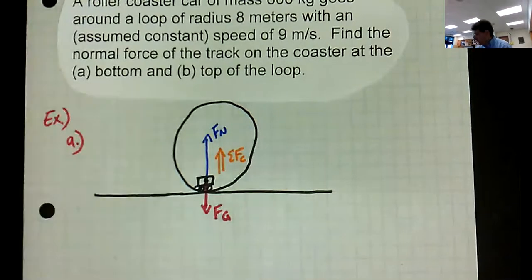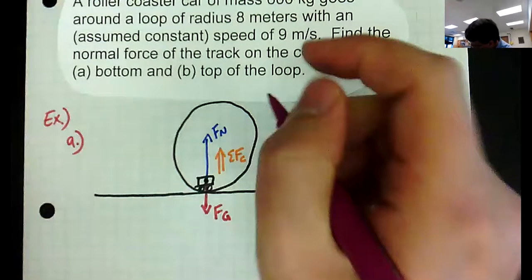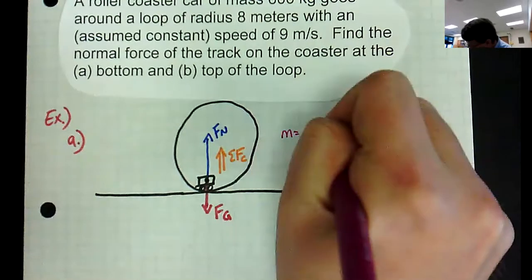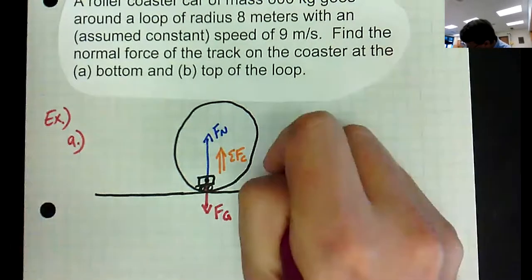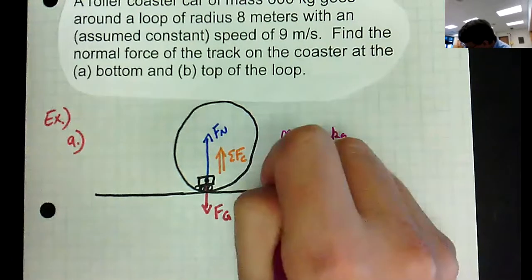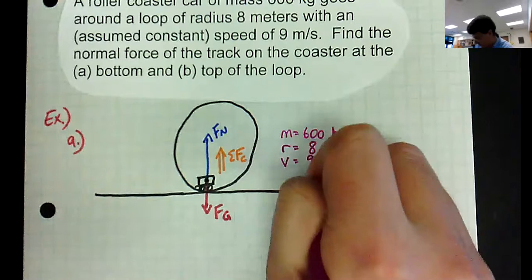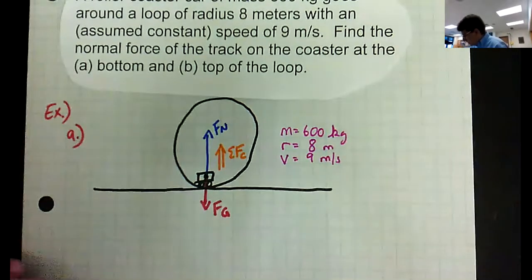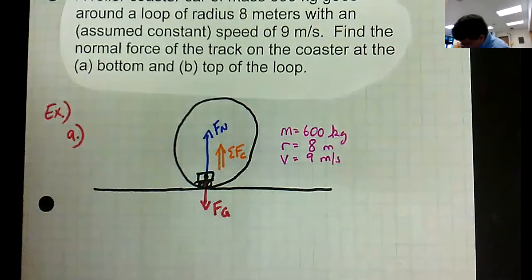Well, let's go ahead and do our knowns and unknowns real quick. So we know we've got a mass of 600 kilograms. We know the radius of this loop is 8 meters. And we know we're going at 9 meters per second. And we're trying to find the normal force.